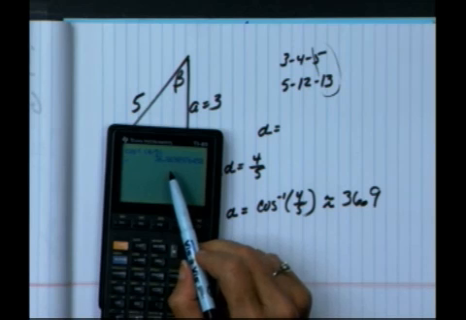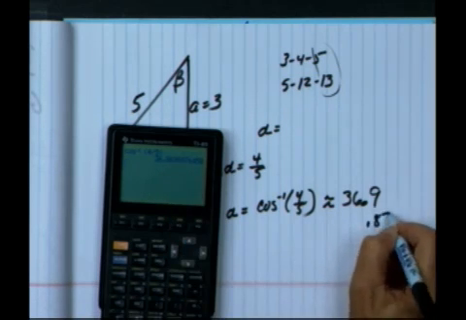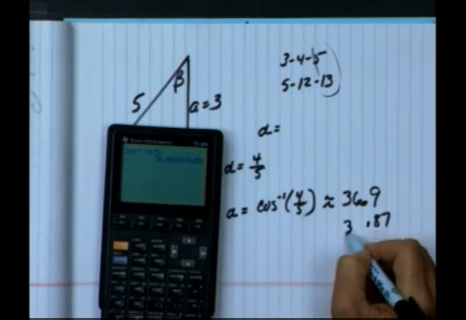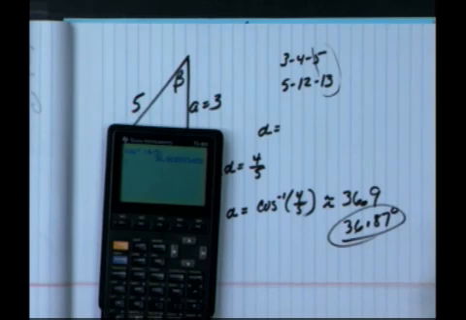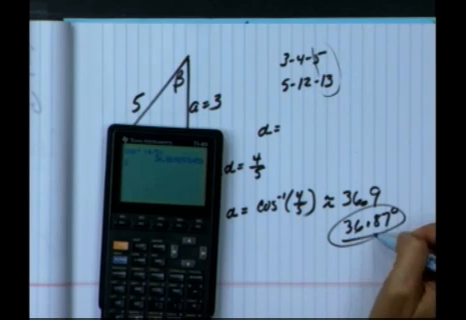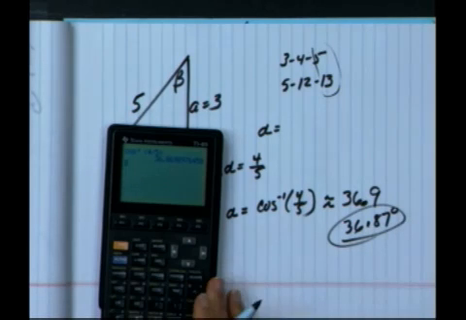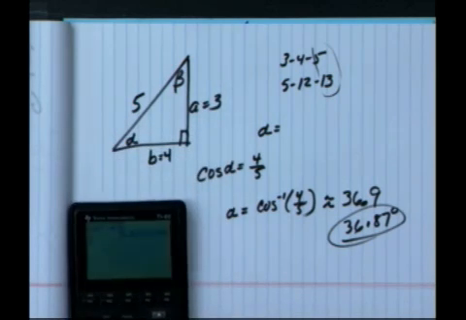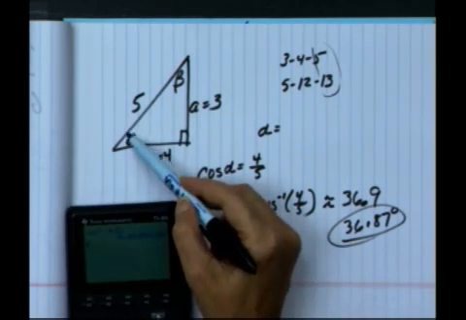It's 36.869. So I could round it to 0.87. It depends on how WebAssign is asking you to do some of these things. I think I went to 2 decimal places. 2 decimal places? Okay, then it would be 0.87. So alpha then would be about 0.87.